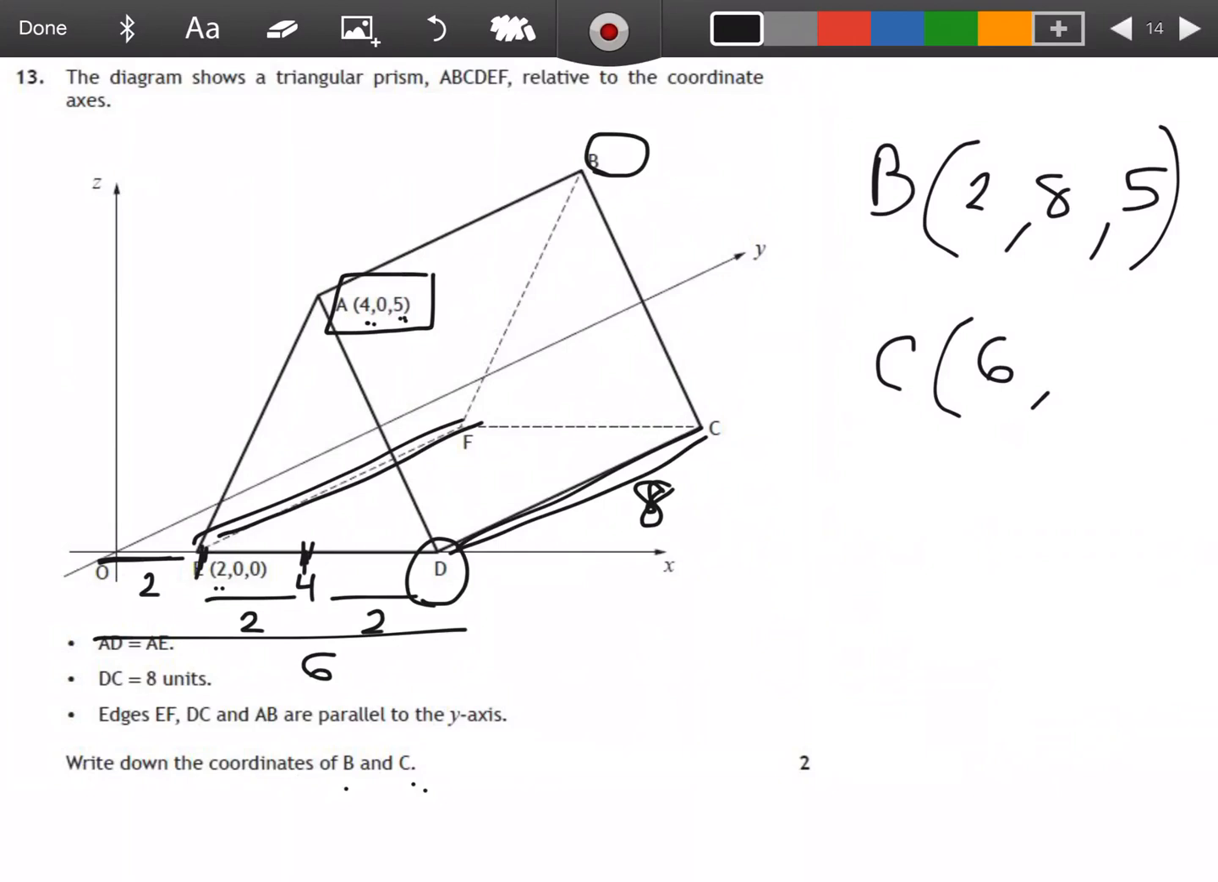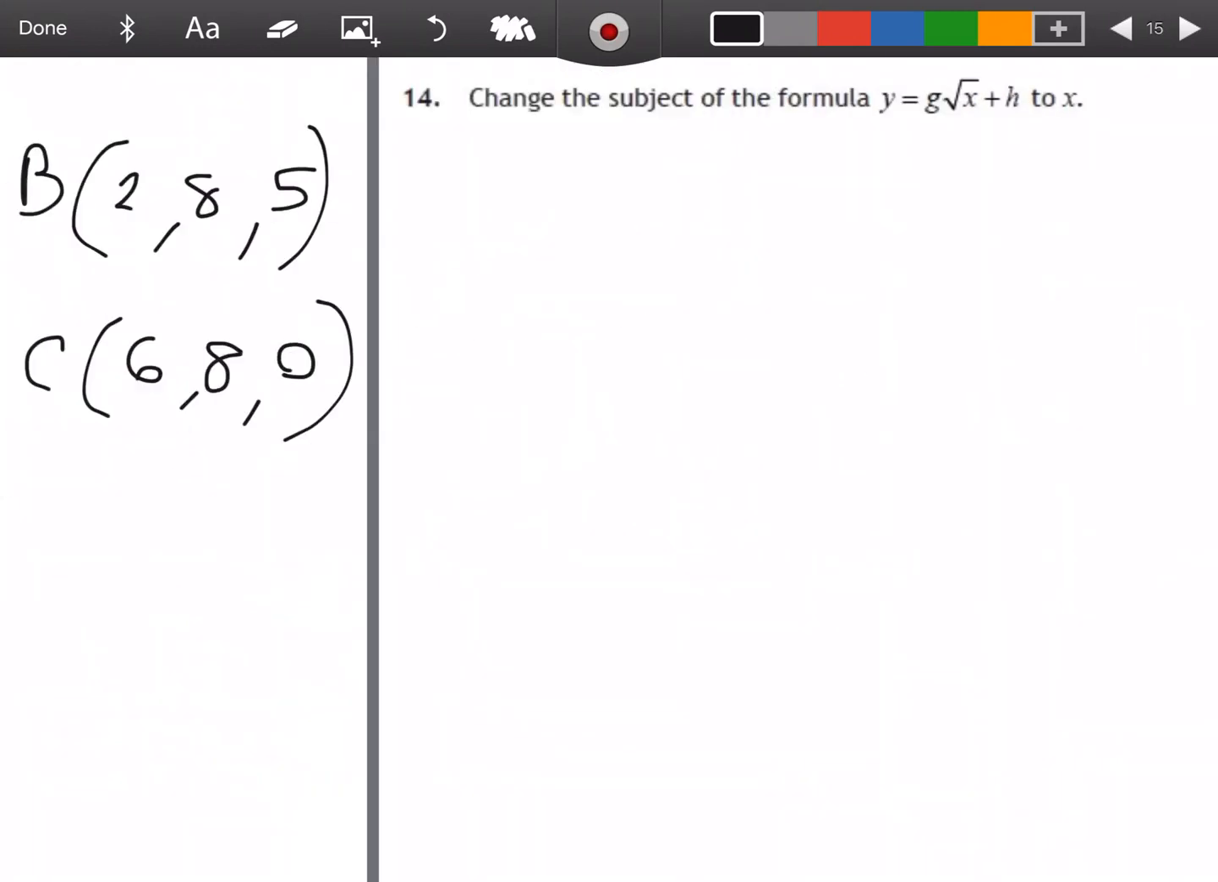How far back is it? It's 8 back. How high up is it? It's nothing upwards, it's flat on the axis. Okay.